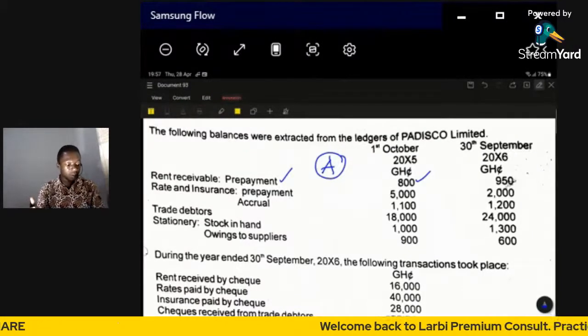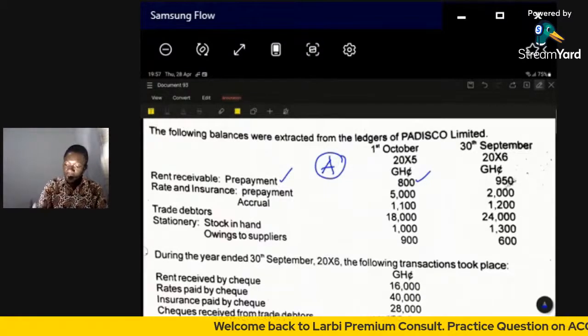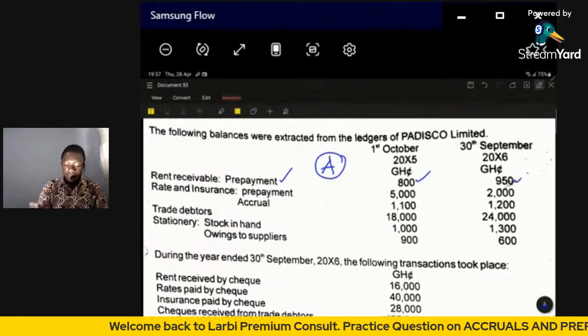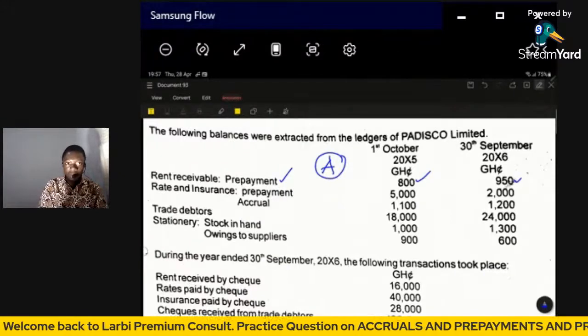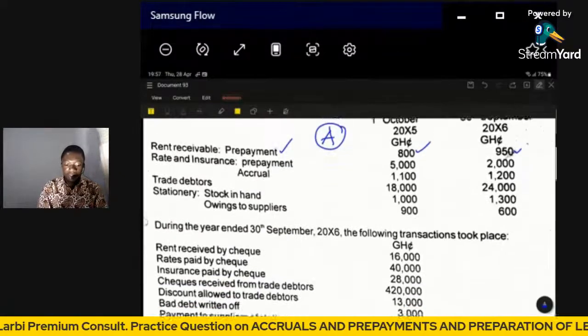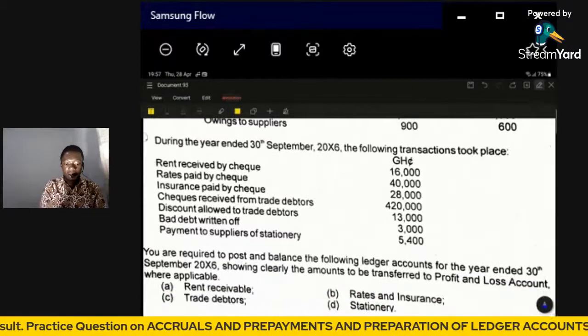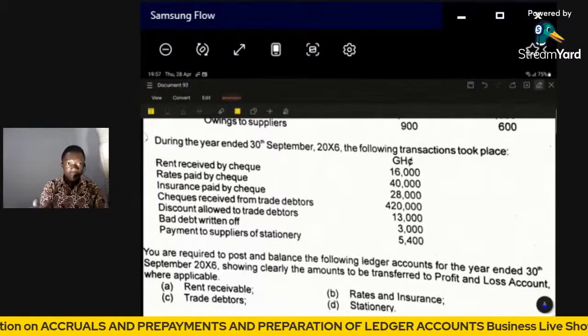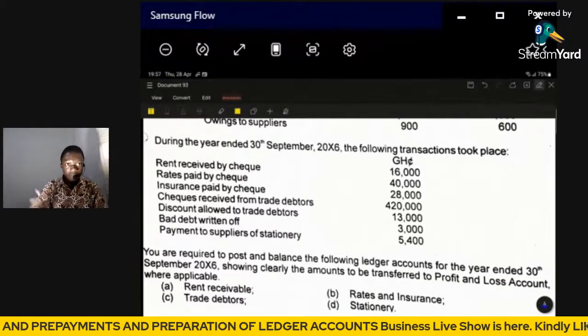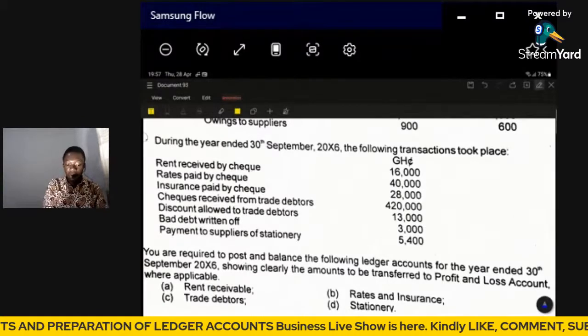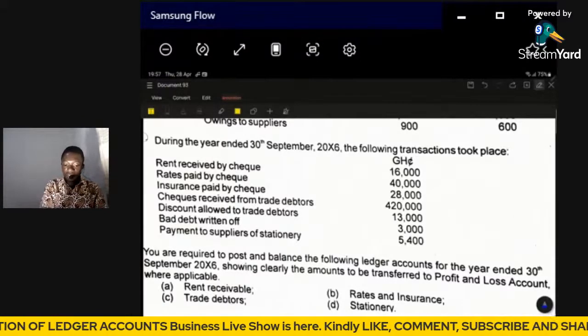So let's take note of that. So we come back to the 950 later on. So that is for the opening balance 800. Now let's check during the year. Was there any payment for rent receivables that Padisco received from a tenant? Let's see. So that's the first statement.